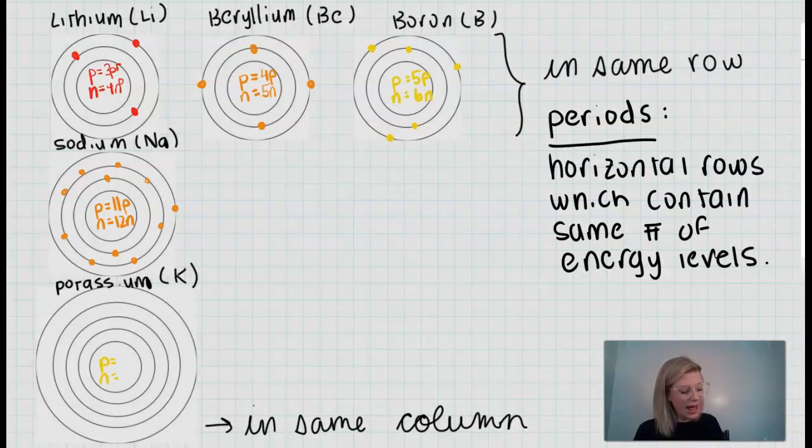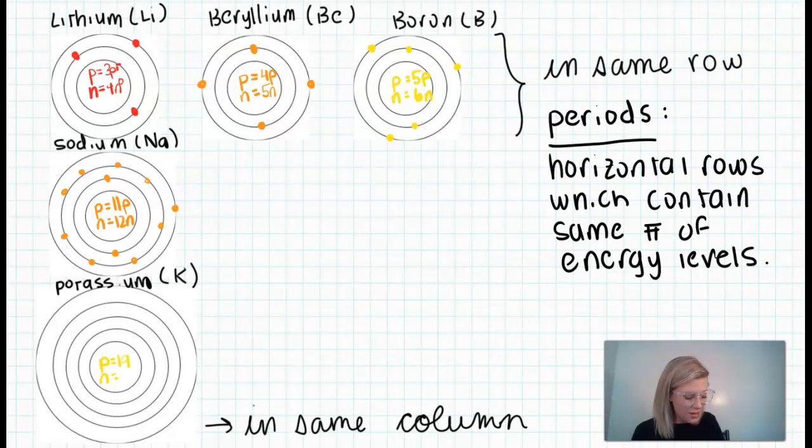Okay, let's take a look at potassium. Potassium is going to be element number 19. So it has 19 protons, and its mass number is 39. So it has 20 neutrons. Let's go ahead and sketch in our electrons. In our first energy level, there's always 2. In our second, there's 8. In our third, there is also 8.